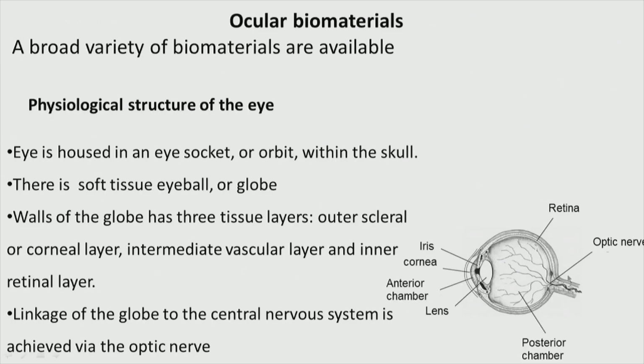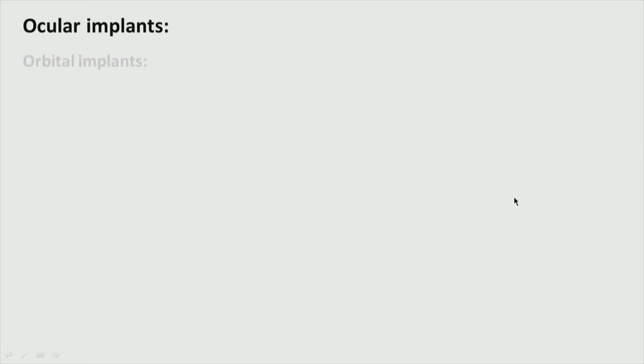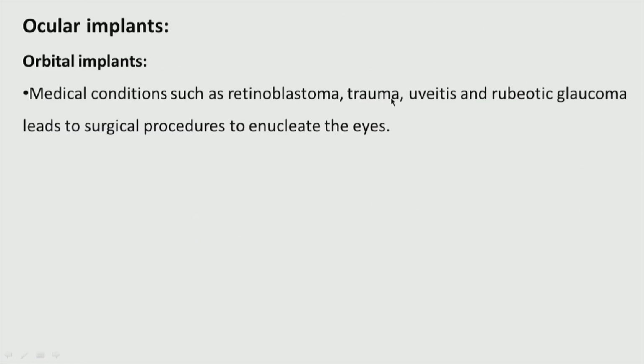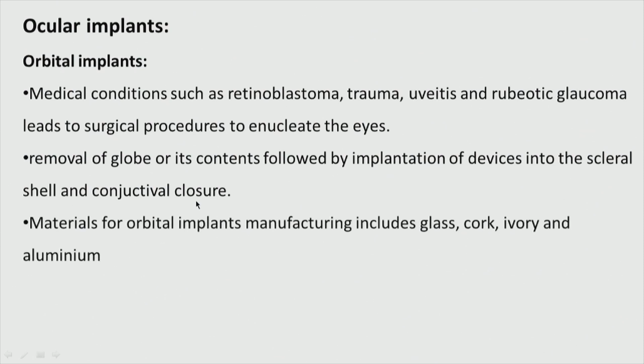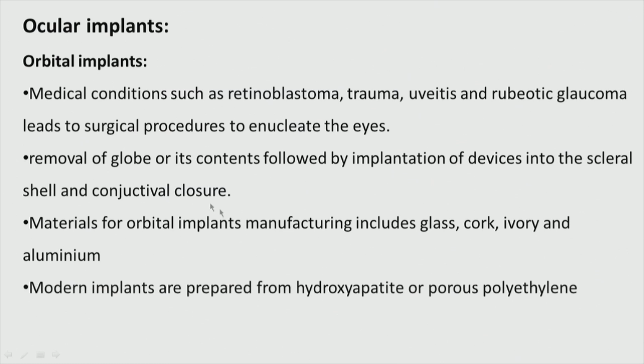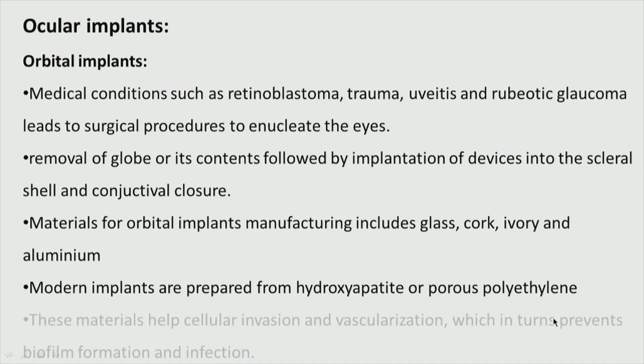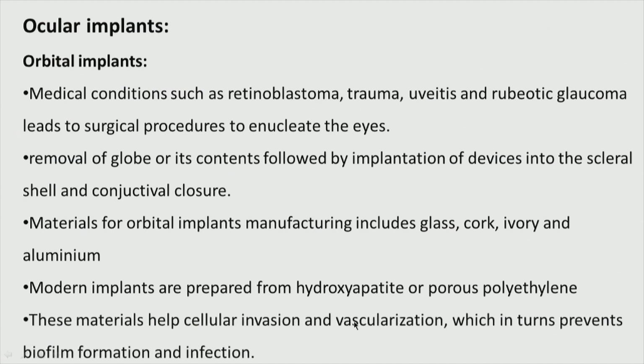Ocular implants, orbital implants, that is, orbit is this portion. So, that is orbital implant. If there are retinoblastoma, trauma, uveitis, rubeotic glaucoma, then you need to remove whatever is inside and place orbital implants. So, you remove the globe or its contents followed by implantation of devices into this scleral shell and conjunctival closure. So, glass, cork, ivory, aluminum. Then modern implants are hydroxyapatite or porous polyethylene. These materials help cellular invasion and vascularization, which in turn prevents biofilm formation and infection.